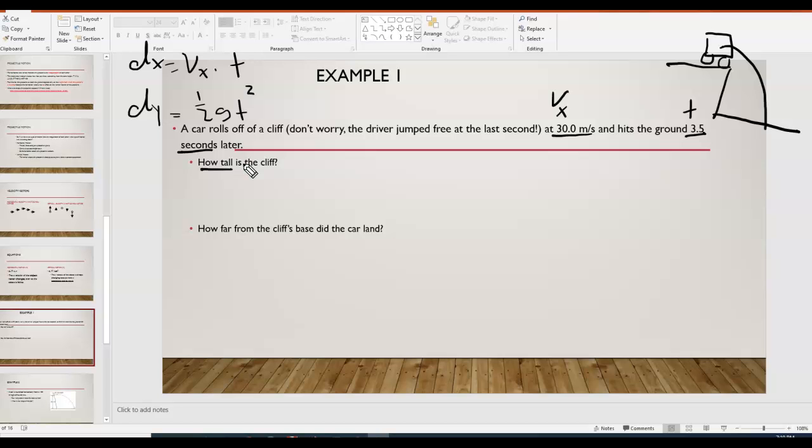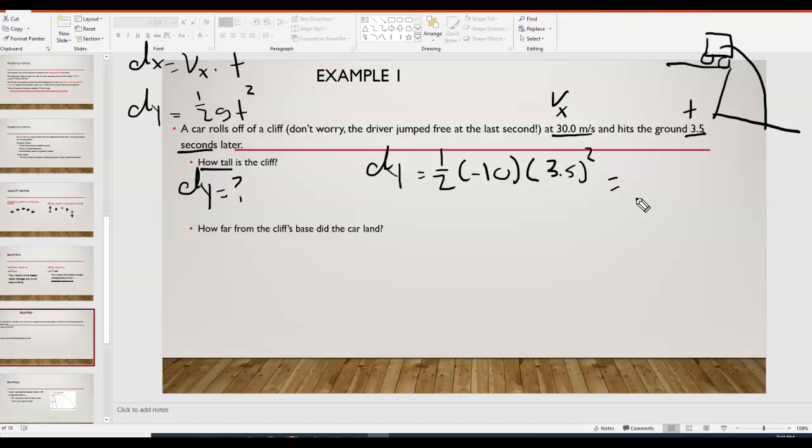Now, a question about how tall, think tall means height, right? That's up and down. So how tall is the cliff is a question about height. That means that's a question about dy. That is going to be our unknown. So I'm going to use the equation for dy. I'm going to write that equation down, and I'm going to plug in. G, remember the acceleration due to gravity is -10. And then t squared, t is 3.5 seconds. We found that before. And so I'm just going to type that into my calculator.